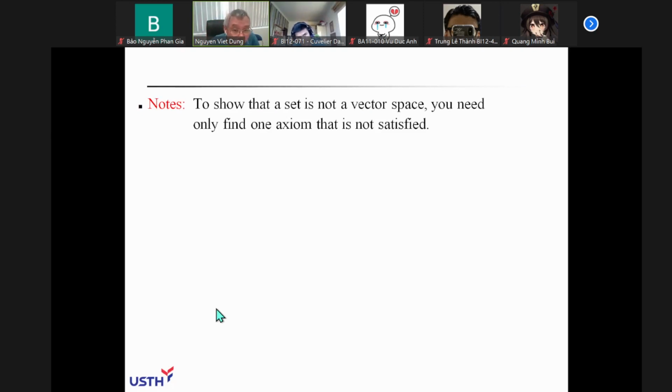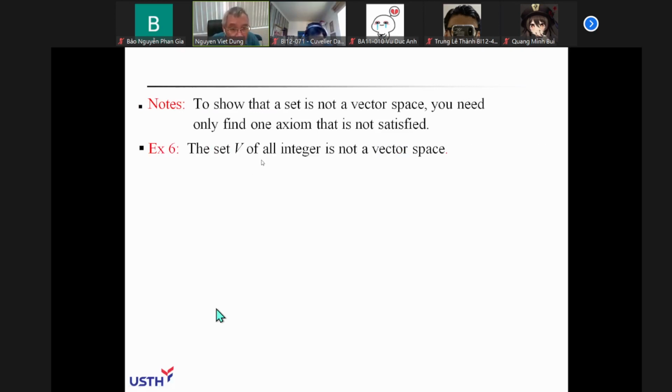to show something is not a vector space, you don't need to look at all 10 properties in the definition of a vector space. You need only to show that one of the properties is broken, is not satisfied. And here is an example.